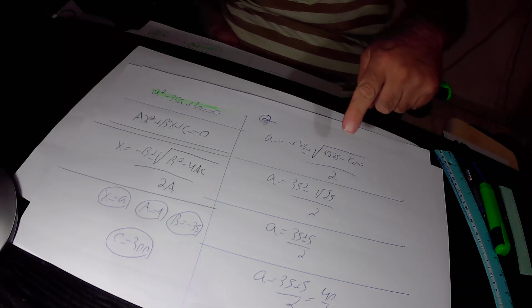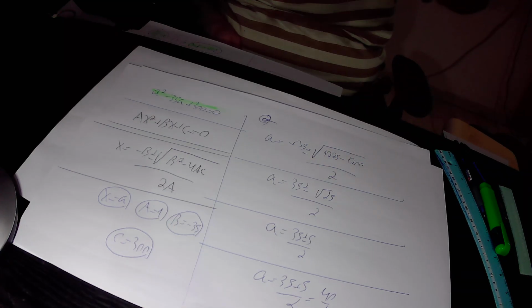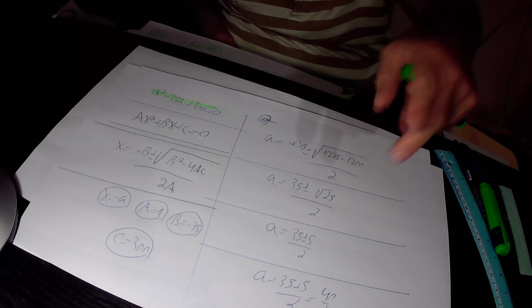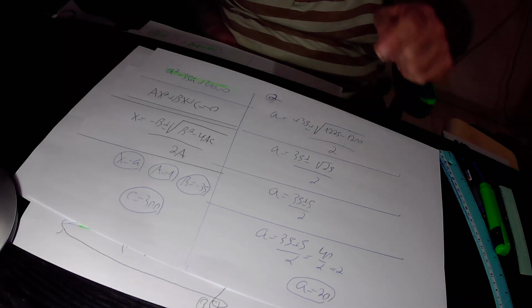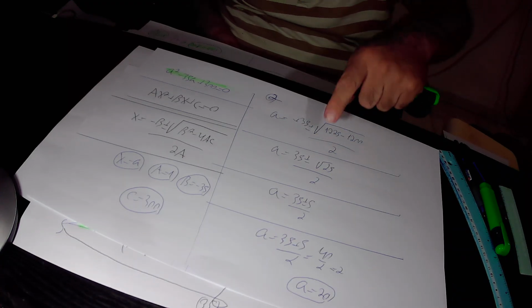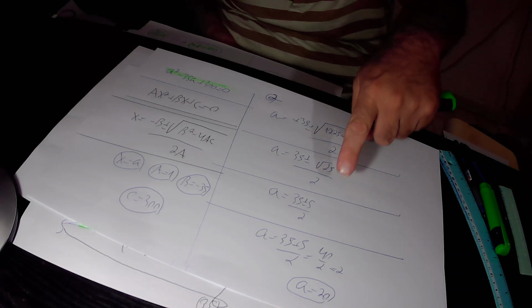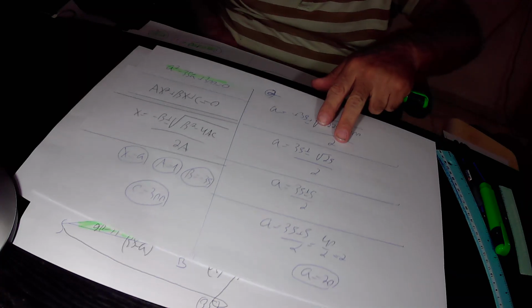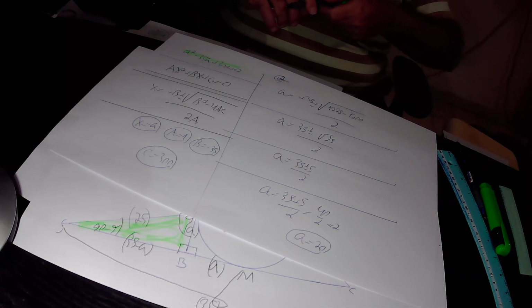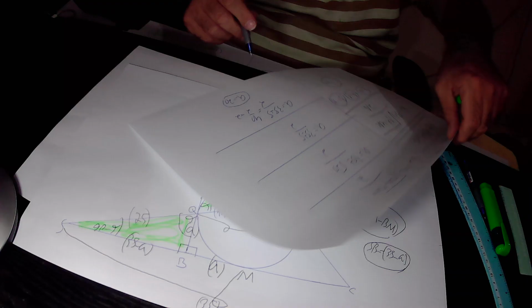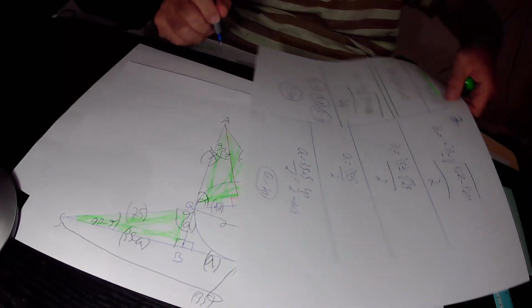So in total we find that a equals 35 plus minus square root of 25 over 2. The square root of 25 is 5, so a equals 35 plus minus 5 over 2. So here we have two possible solutions for a. The first solution for a is that a equals 35 plus 5 over 2. 35 plus 5 is 40, and 40 over 2 is 20. So the first solution for a is that a equals 20 units in length.